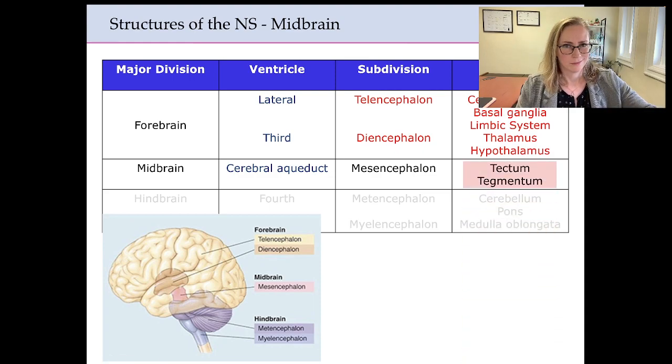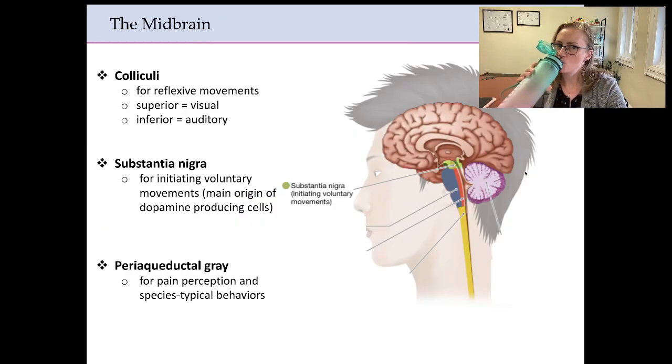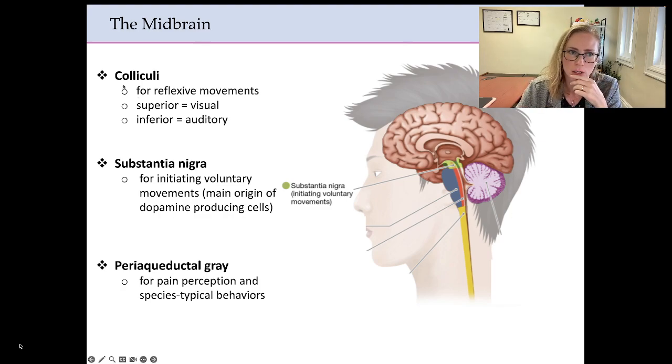Again, don't worry about this terminology, tectum and tegmentum. I'll tell you the 3 areas that you need to know. Okay, midbrain, very, very small region. 2 of these structures are inside of the midbrain, 2 are on the outside. So the ones that are on the outside are the colliculi.